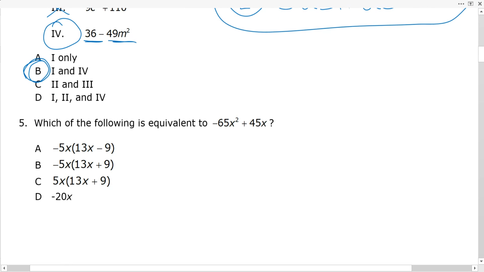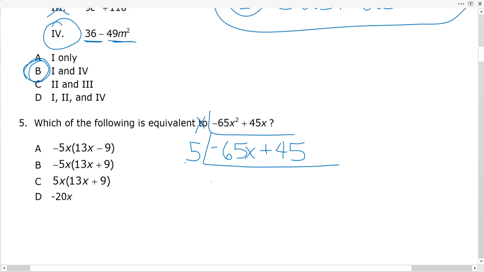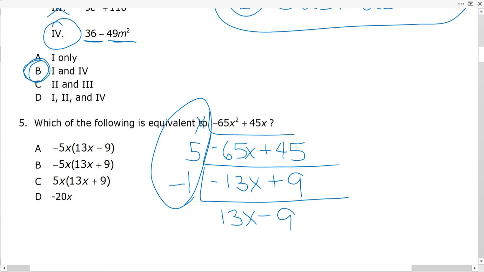Number 5, I'm going to factor out an x and end up with, I'm going to factor out a 5, and I end up with -13x plus 9. Since that doesn't look like any of my answer choices, I'm going to factor out a -1. So I end up with 13x minus 9. All this gets multiplied together, so I end up with -5x times the quantity 13x minus 9, which makes our answer A.